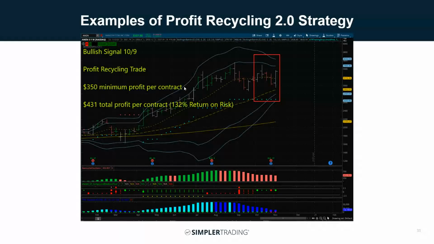So once again, that was my worst case scenario on the Amazon trade. And then I ended up closing it out a little bit later, adding on an additional $81 of profit to bring a total of $431 of profit per contract, which was a 132% return on the initial risk at hand.